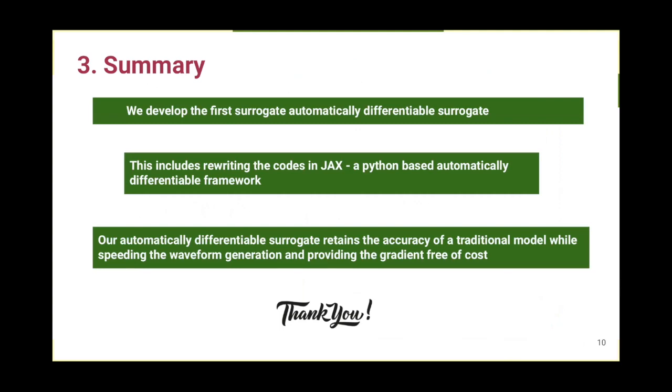Okay, so I think I'll just put the summary and stop here. What I have done is develop surrogate models that are automatically differentiable. This includes writing code in JAX, which is a Python-based automatically differentiable framework, and there's this particular surrogate that I'm building. It retains almost the same accuracy as the traditional models, while speeding up the waveform generation and also providing the gradient free of cost. So I'll stop here. If there are questions, I'll try to address those. Thank you.